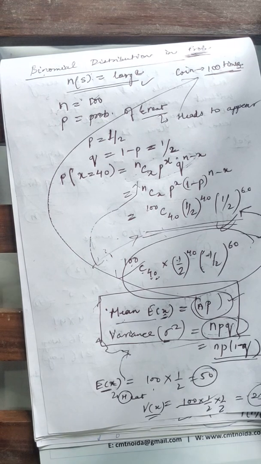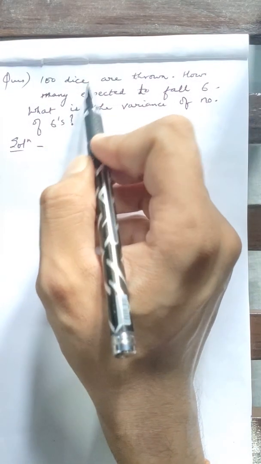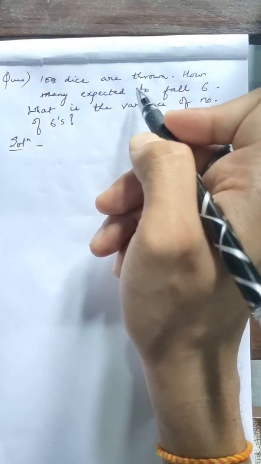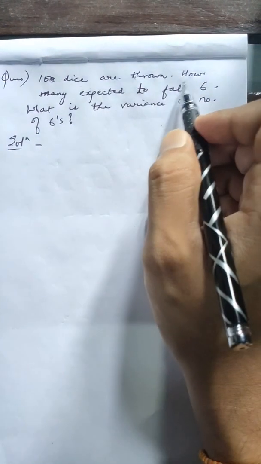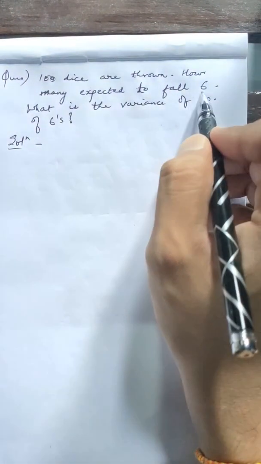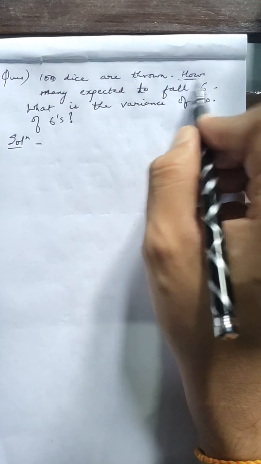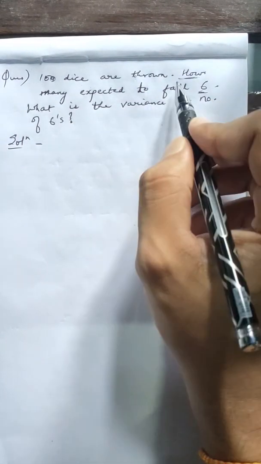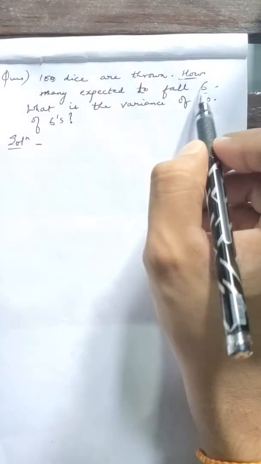So let's go to the basic question, right? See, the question says 100 dice. 100 dice means the dice that is numbered 1 to 6 used in Ludo. So 100 dice are thrown. How many are expected to fall 6? Now you remember why I asked you to remember that formula NP and NPQ. It will be used here.